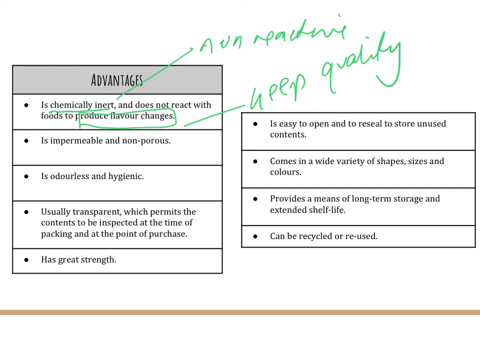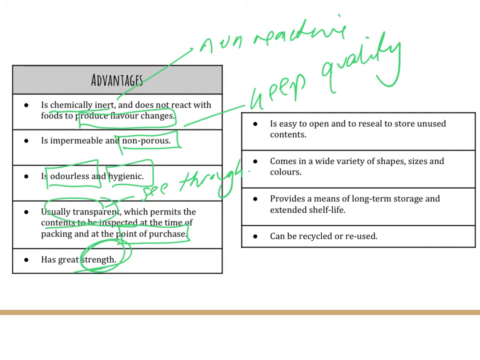Glass is impermeable and it's non-porous, okay, which makes it even more safe. It's odorless, it doesn't develop a smell, and it's very hygienic. It's usually transparent, which means you can see through it and you can have a look at the contents of what's inside the bottle. This means that the contents can be inspected at the time of packaging and at the point of purchase. Glass is very strong. Even though it's breakable, it is strong.